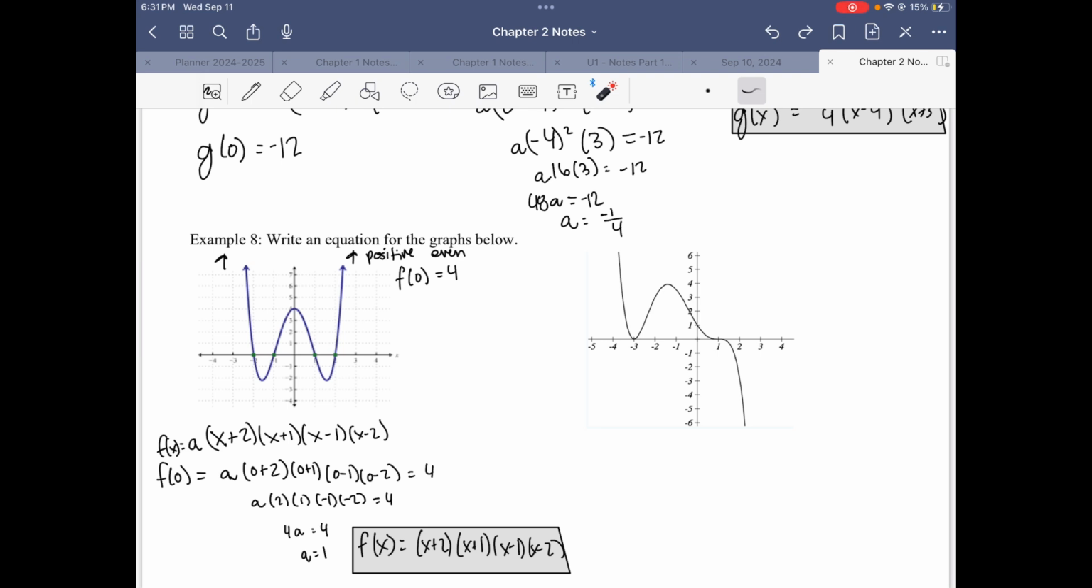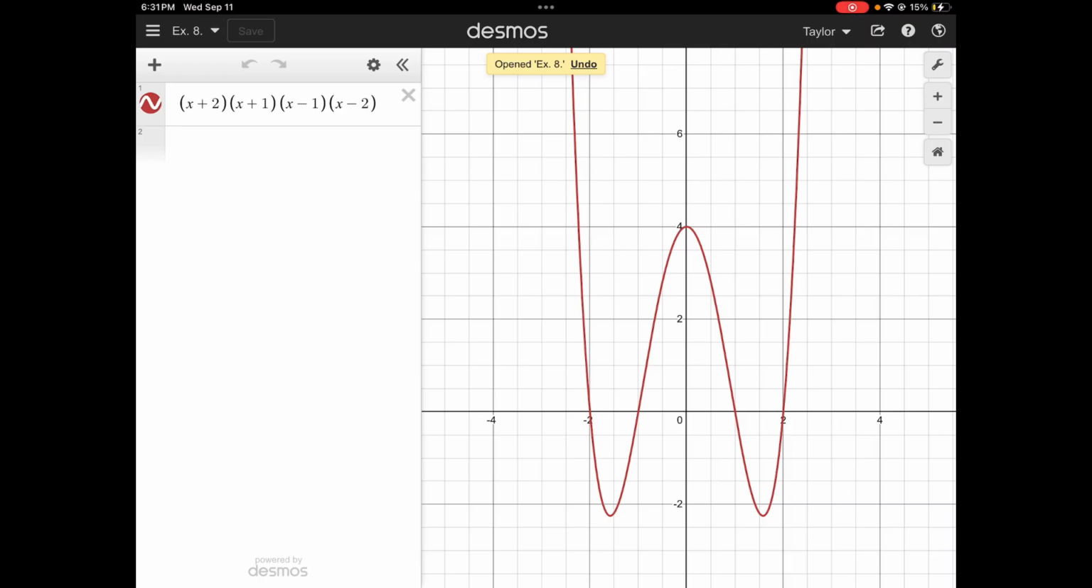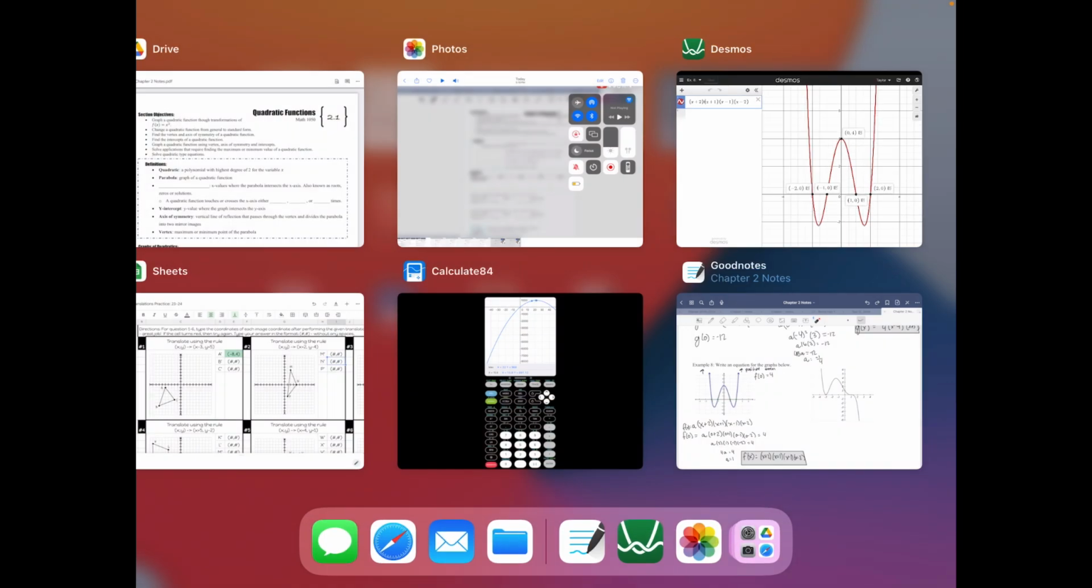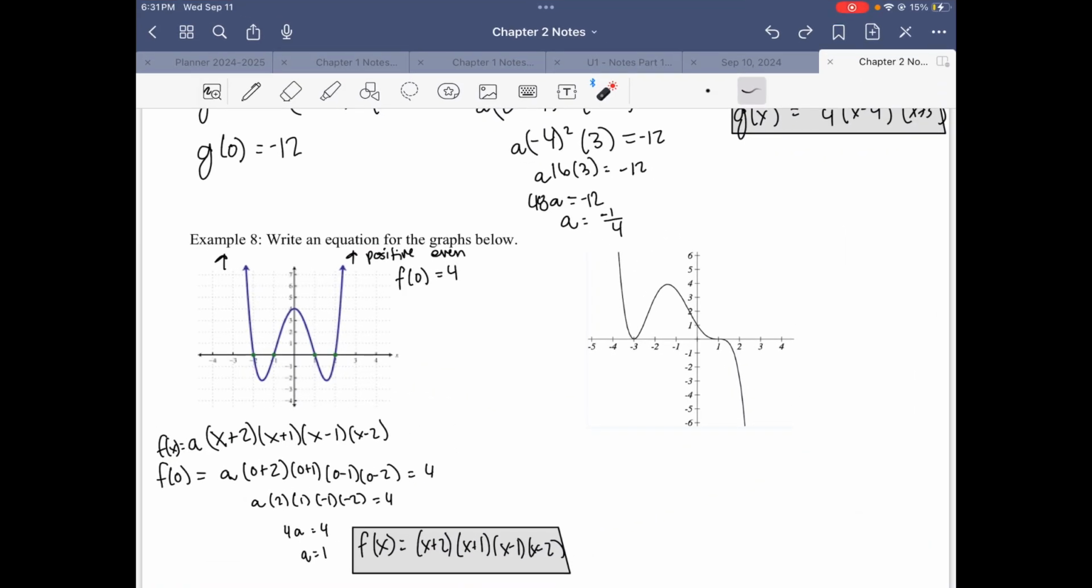Okay. So let's try another one of those. Actually, let me go ahead and show you the Desmos graph just to show you that if you plug this equation into Desmos, you do get the same thing. We always want to double check our work. So here it is. You can see what I have typed in, and you can see we've got our zeros at negative 2, negative 1, 1, and 2, and a y-intercept at 4, and behavior is both going up. This is definitely the same graph that we were looking at, so we definitely did this correctly. So let's do another one.